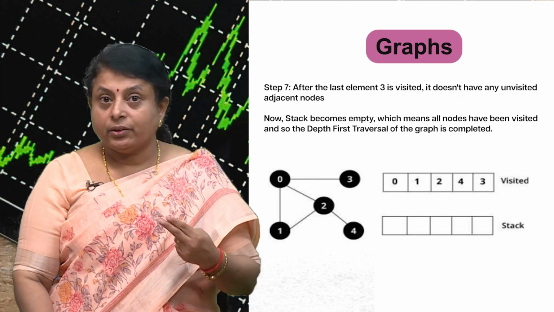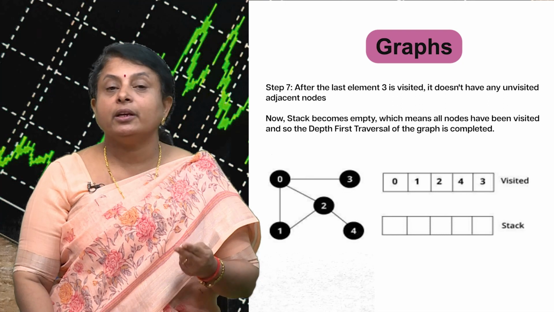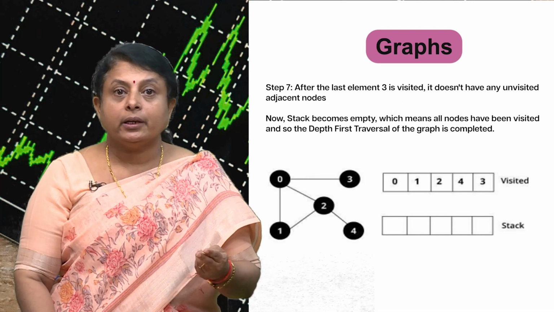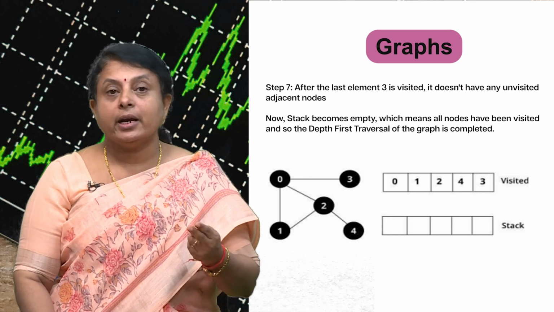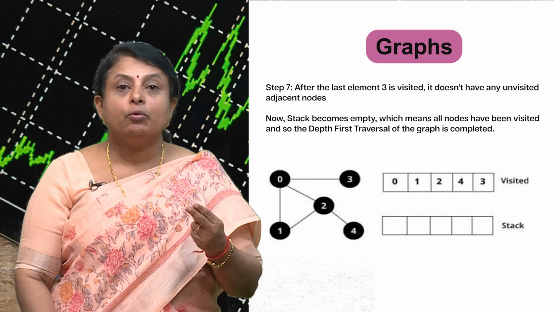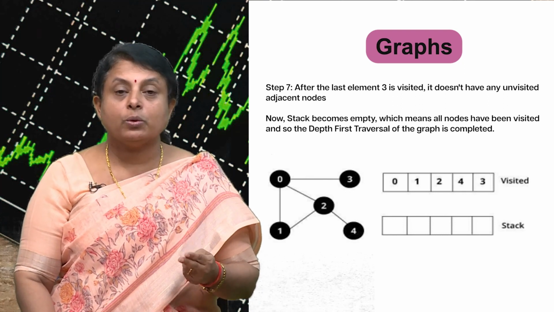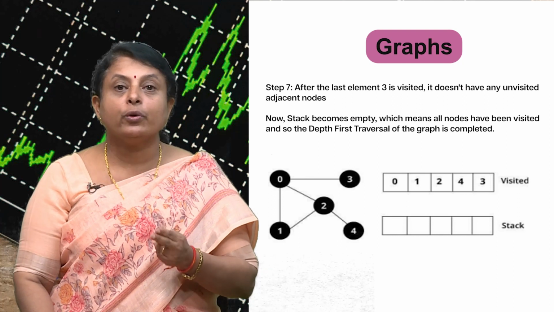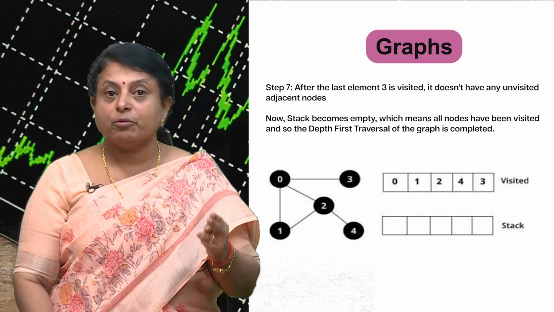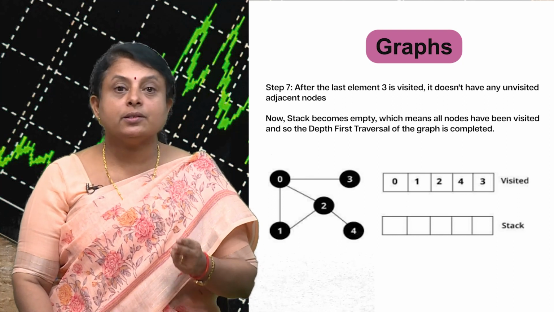After the last element 3 is visited, it does not have any unvisited adjacent nodes. So, the visited list will be consisting of the nodes 0, 1, 2, 4 and 3, that is all the nodes have been visited and DFS is completed.